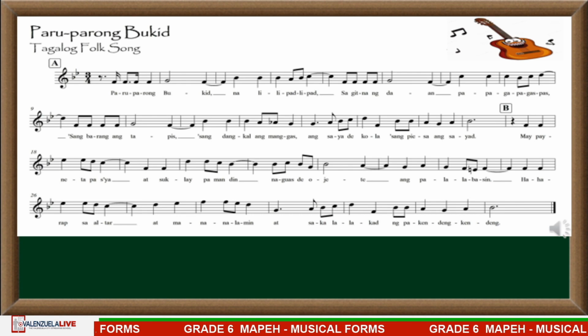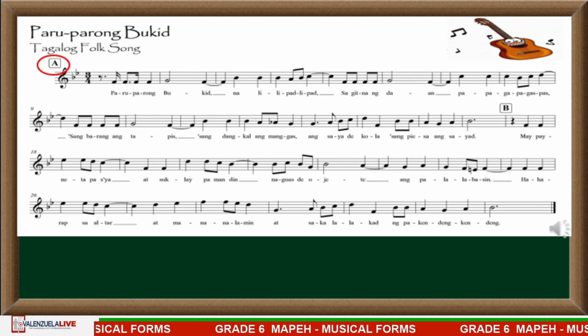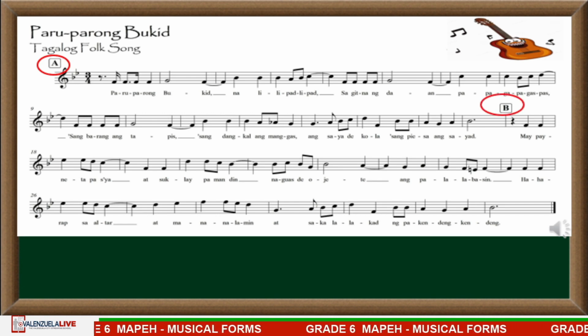Notice the use of the alphabet A on bar number 1, indicating that the succeeding bar is part A. And another alphabet B on bar 17, indicating the start of part B.